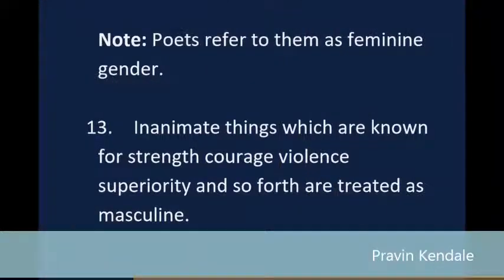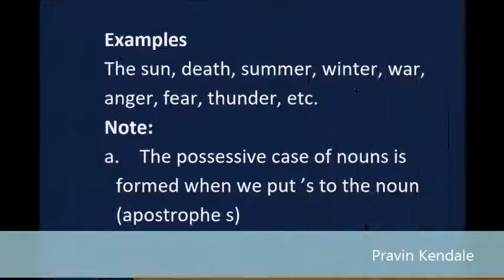13. Inanimate things which are known for strength, courage, violence, superiority, and so forth are treated as masculine. Examples: the sun, death, summer, winter, war, anger, fear, thunder, etc. Note: A. The possessive case of nouns is formed when we add apostrophe s to the noun. Examples: the girl's dress, the boy's pen.